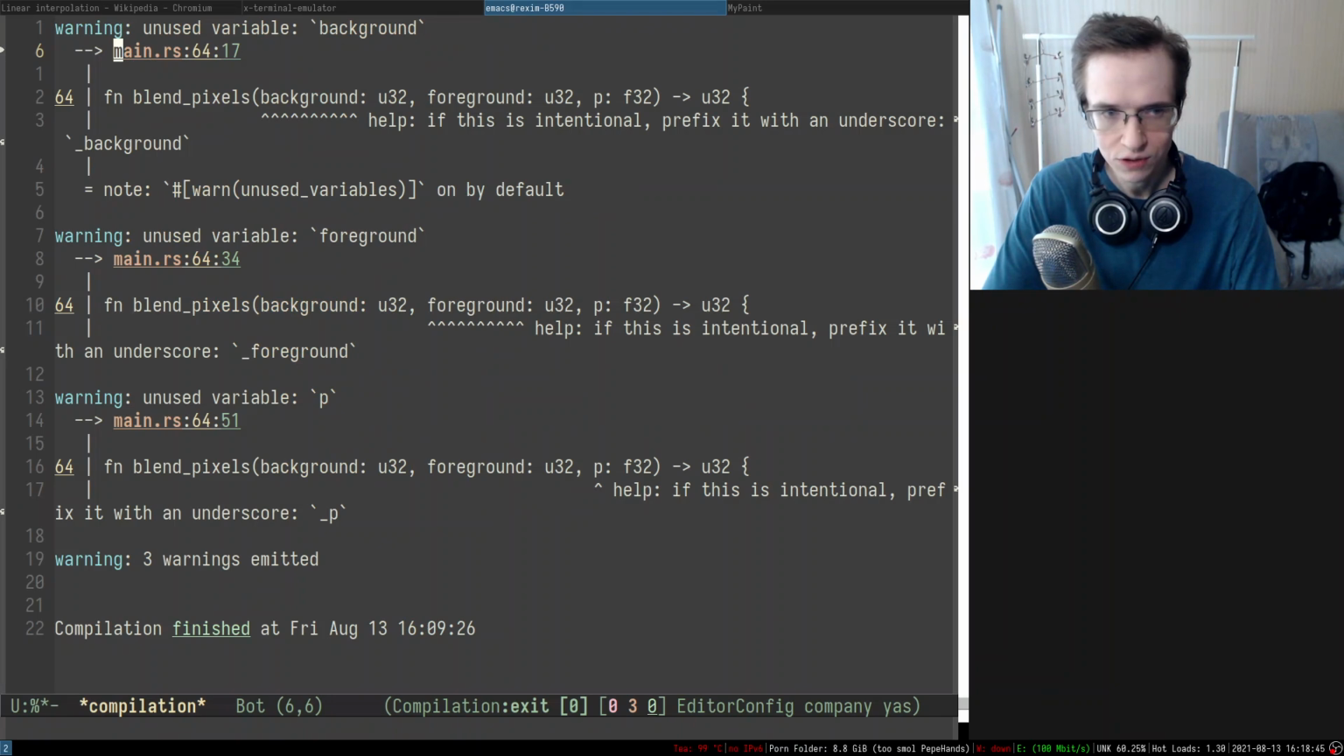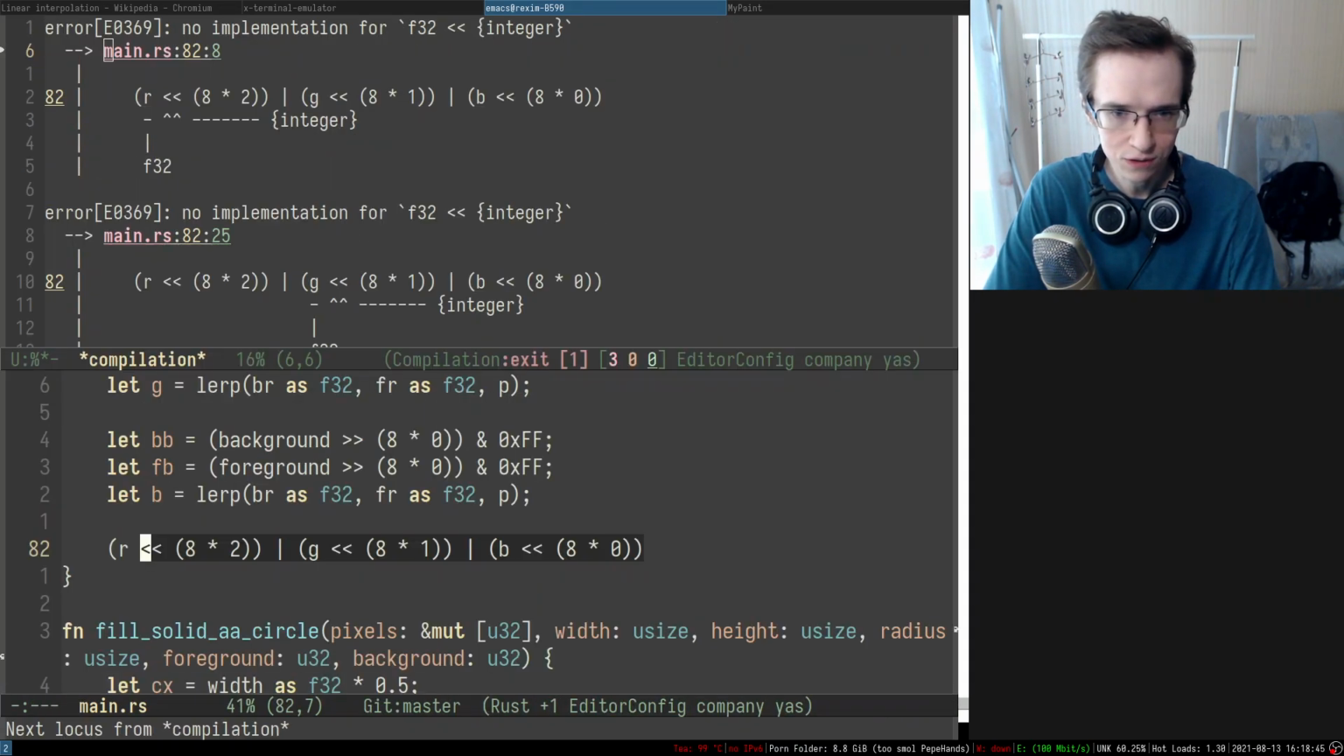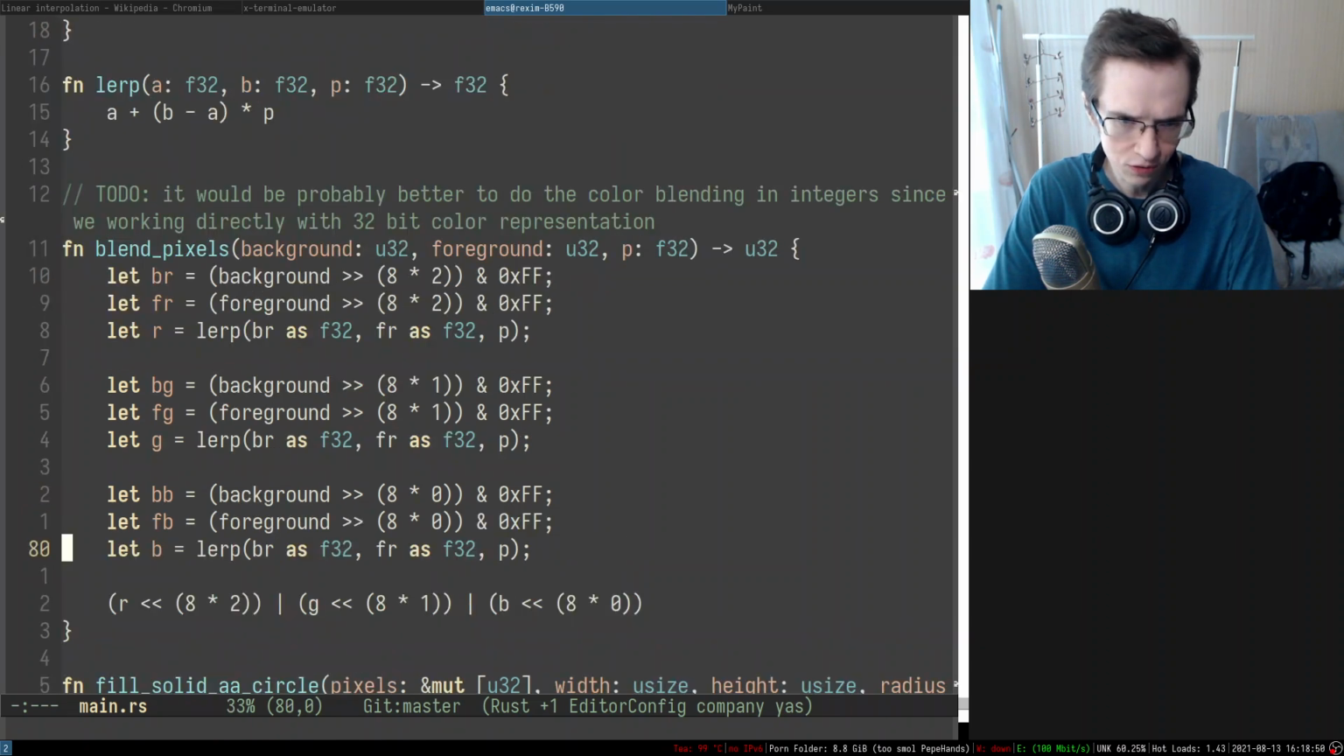Okay, so let's see if this entire thing compiles. It does not compile. I wonder why. Oh yeah, this one is float. So before I can continue, I probably need to truncate it down to U32.